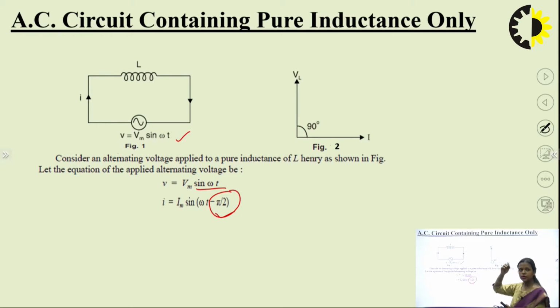So if you want to draw the phasor, here you have drawn the VL and here you have I. So it is lagging. The current is lagging behind the voltage by 90 degrees. So how do you know that this current is lagging, right? If you go in the clockwise direction, after VL, the IL will reach here. So it means this I is lagging by 90 degree.